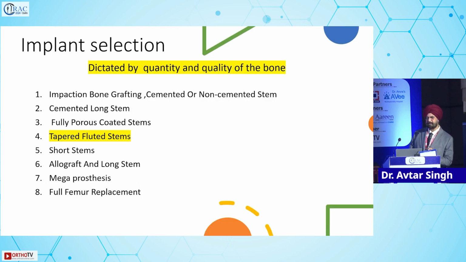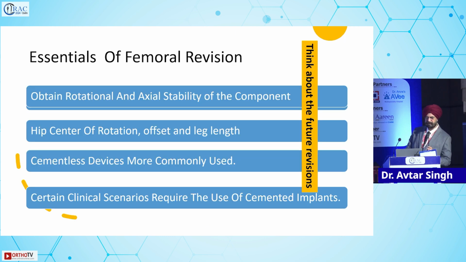And the implant selection is dictated by the quantity and the quality of the residual bone. And friends, the tapered fluted stem is the workhorse of revision, as Bose told us that 90% of your revisions can be done with tapered fluted stems. But of course, there are other options like impaction bone grafting, and then cemented or non-cemented stems, or long cemented stems, very rarely used. Then fixation-supported stems, they are moved out. Then there are some cases which can be managed by short stems as well. Then allograft, megaprostheses, full femur replacements are the other options.